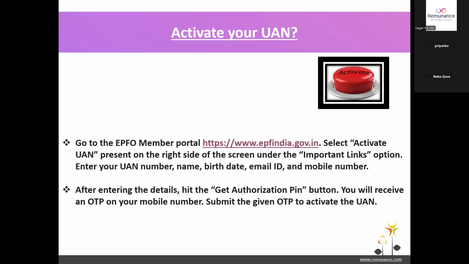Now once you get your UAN number, you have to activate it. To activate your UAN number, you have to go to the EPFO member portal. Select Activate UAN present on the right side of the screen under the Important Links option. Enter your UAN number, name, birth date, email ID, and mobile number. Then you have to click on the Authorization PIN button. You will receive an OTP on your mobile number. Enter the OTP to activate the UAN number.